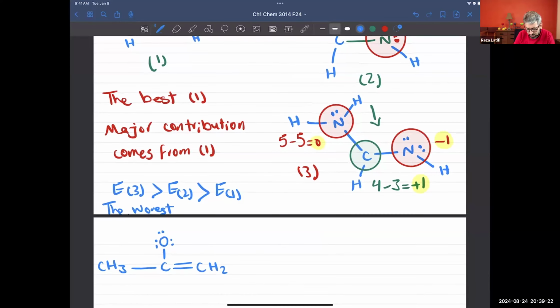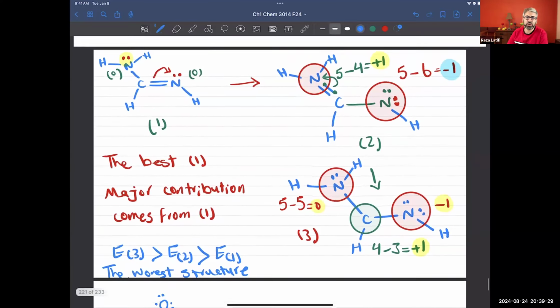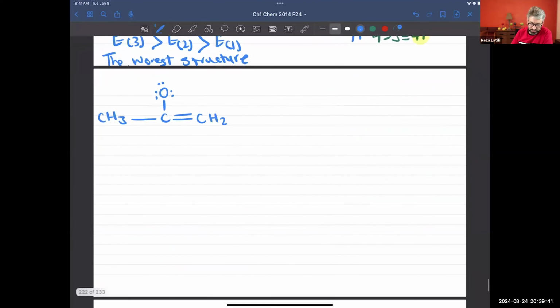Okay, the worst structure. So number 3 is going to be the worst structure, because we have carbon that is not active, and we have a positive charge on carbon and a negative charge on nitrogen. Okay, another example, we have oxygen, a neighbor with carbon.